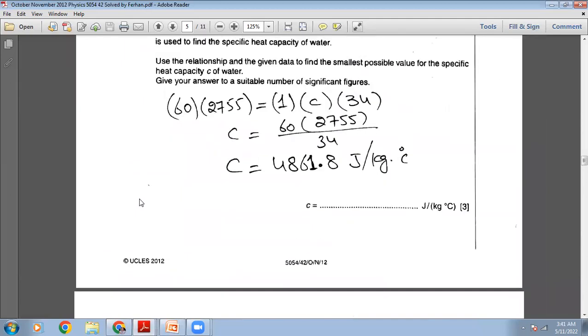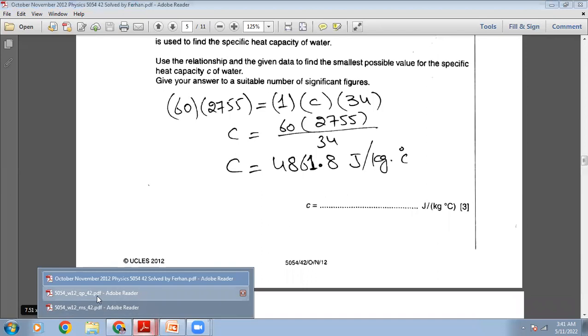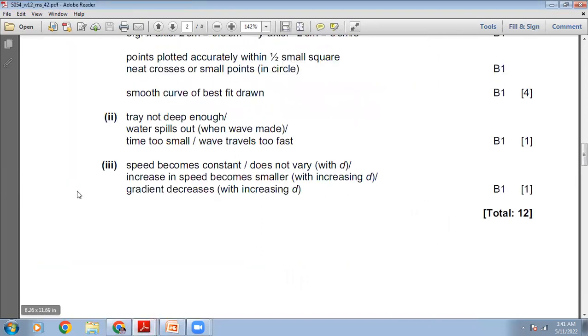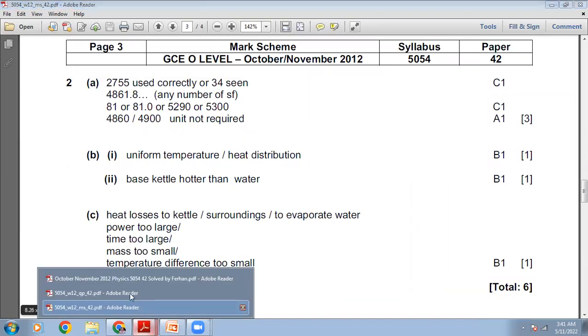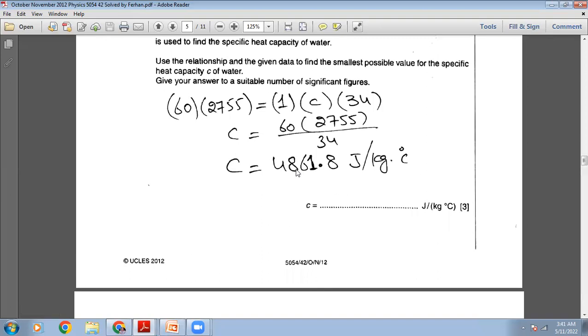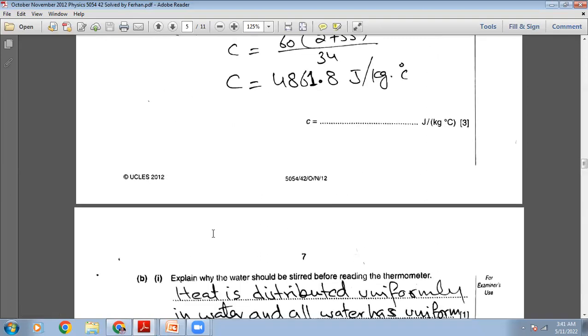So 60 multiplied by 2755 equals 1 multiplied by C multiplied by 34. So the C value will be 60 multiplied by 2755 divided by 34, and that will be 4861.8 joules per kg per degree centigrade. So that is our answer. Let's have a look at the marking scheme. 4860 when you round it off. I have not rounded it off, but 4860 will be your final answer.